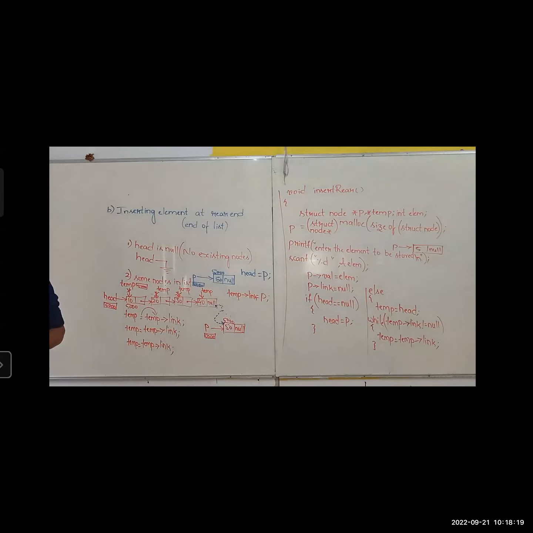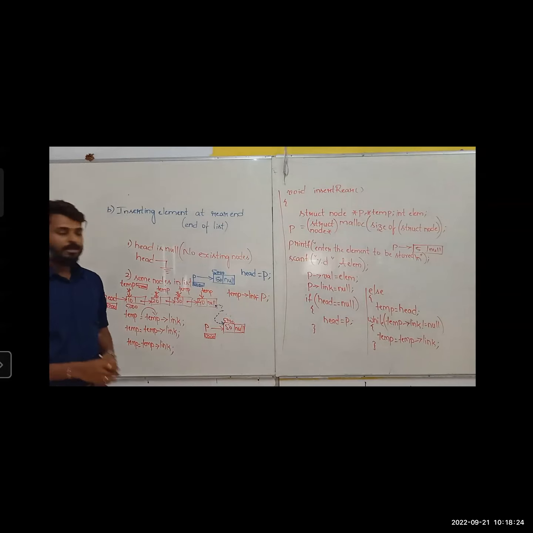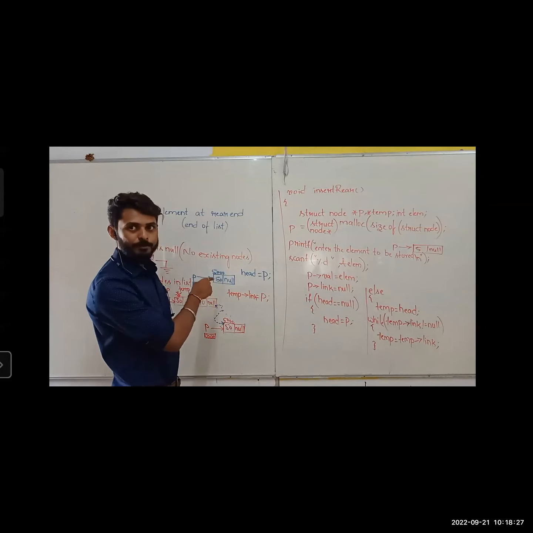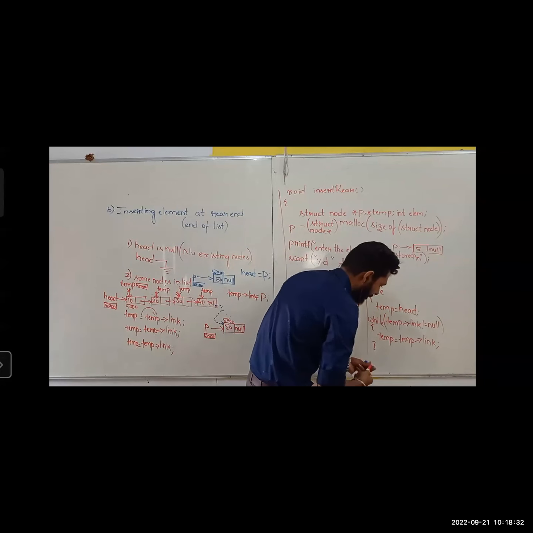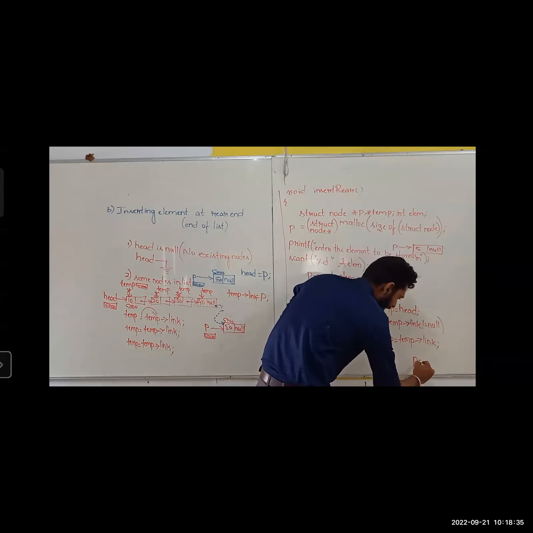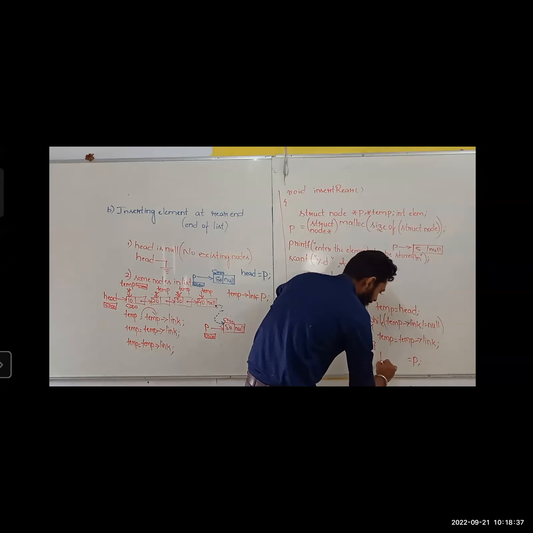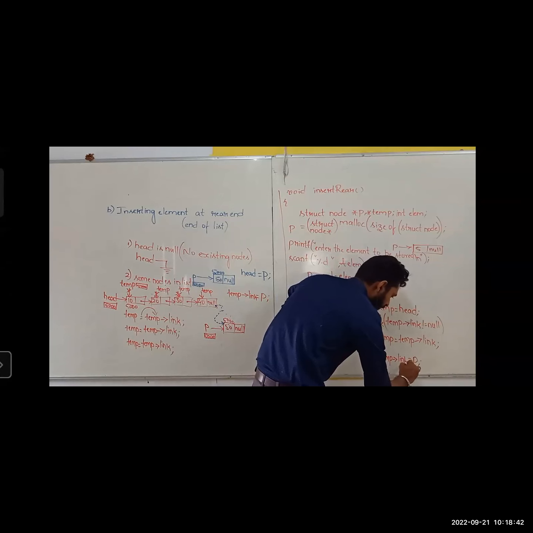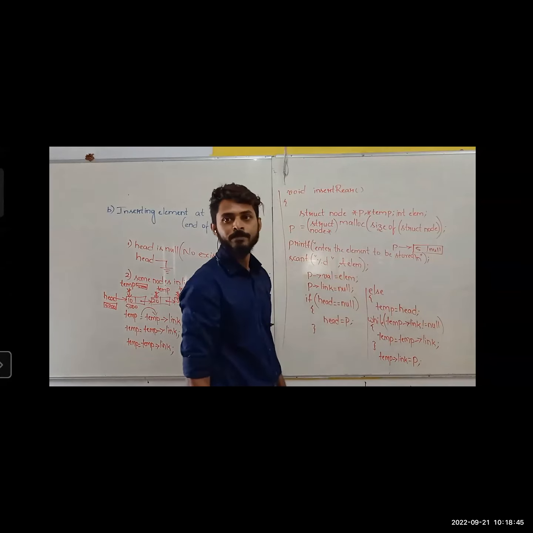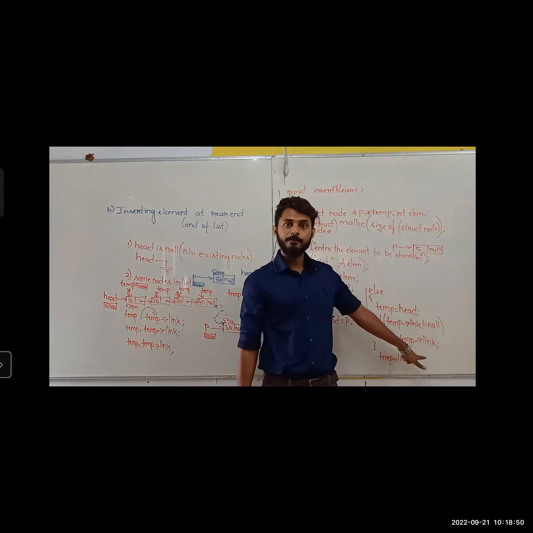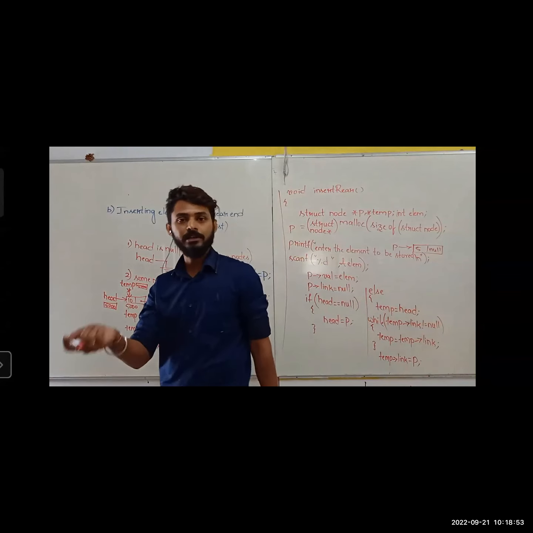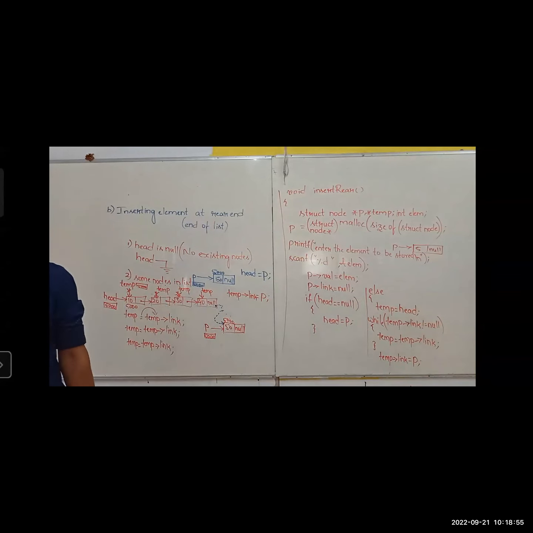I told you, don't tell the statement I should write. Just tell me what I should do now. Temp's link should point to same place where P is pointing. Then I should just write. What should I write? Wherever P is pointing, I want my temp's link to point to the same place. In other words, temp's link should point to same place where P is pointing, or wherever P is pointing, temp's link also should point to same place.